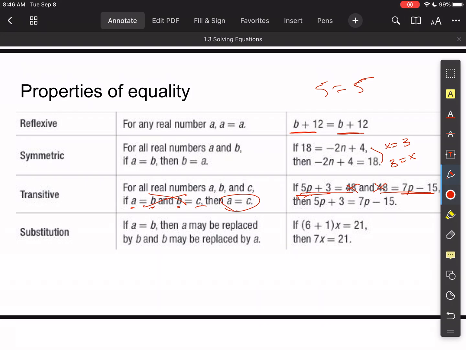And then substitution, much like in geometry as well, we can always substitute something in. If A equals B, then A may be replaced by B and B may be replaced by A.